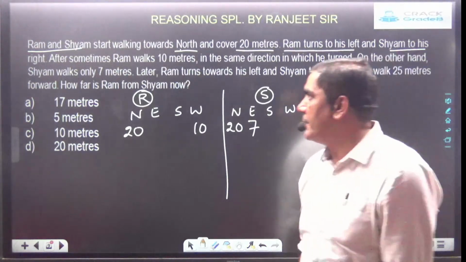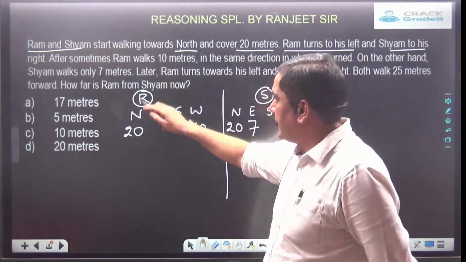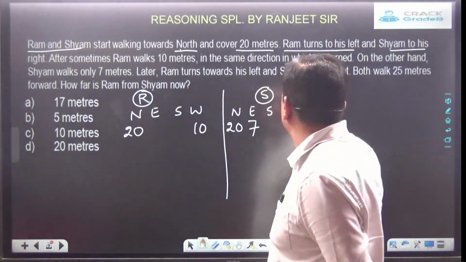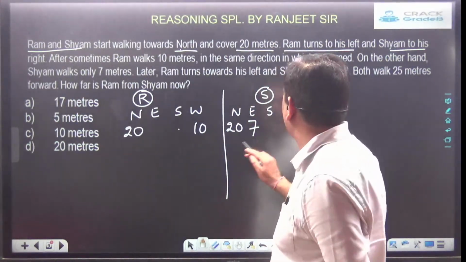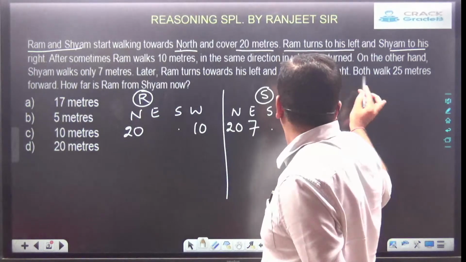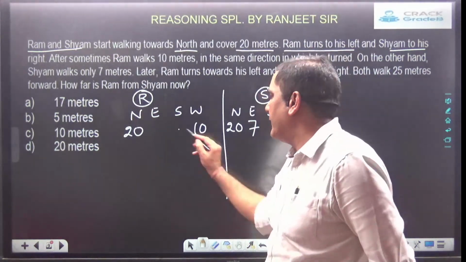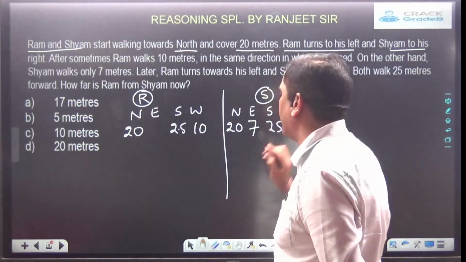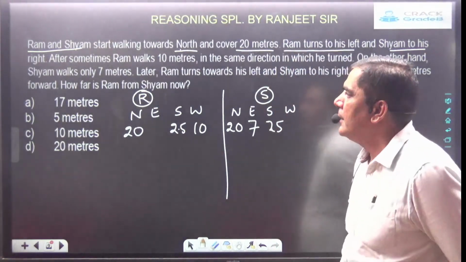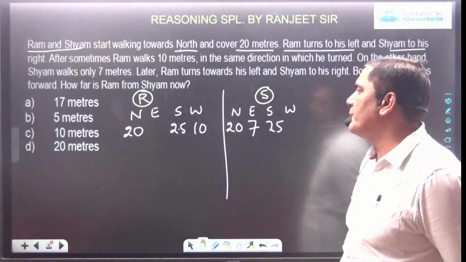Clear? Now, later, Ram turns towards his left and Shyam towards his right. Ram turns towards the left, Shyam towards his right. Right is this part. Both walk for 25. This is 25 and this is 25. Done. Now the question is, how far is Ram from Shyam?